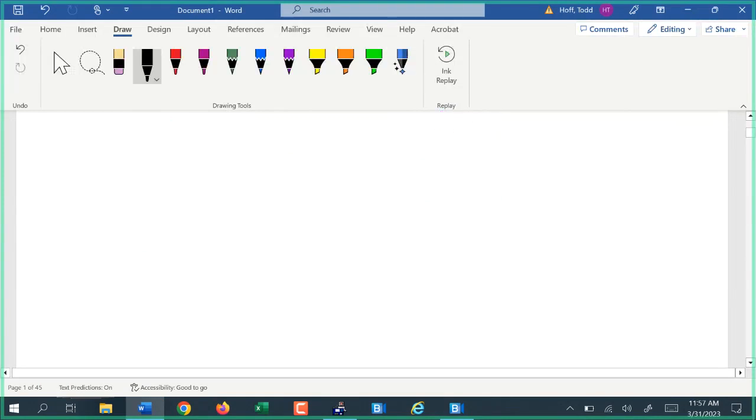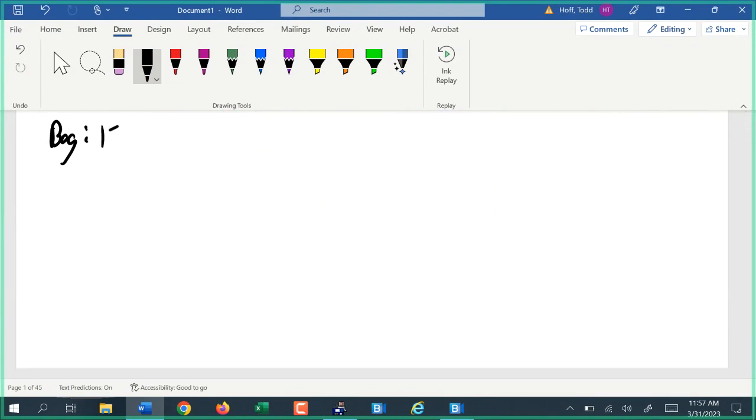Well, I'd said I wanted to get you guys trying a few more problems. So I'm going to let you guys try a time to infuse problem here. So for this problem, the bag is going to contain 1,500 milligrams of medication.